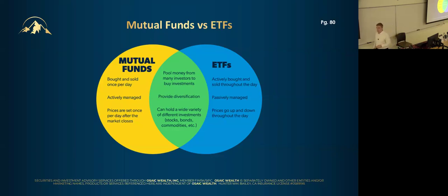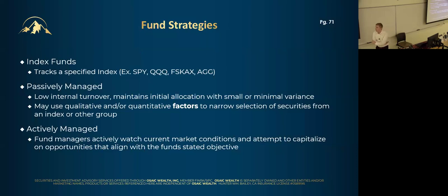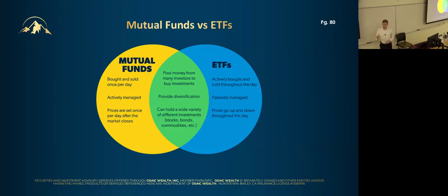Sure. So you said there were three strategies: the index funds, the passively managed, and the actively managed. So the passively managed are the ETFs, and the actively managed are the mutual funds. So that's how it started. Nowadays, that's kind of different, and index, passive, and active can be either of the two.